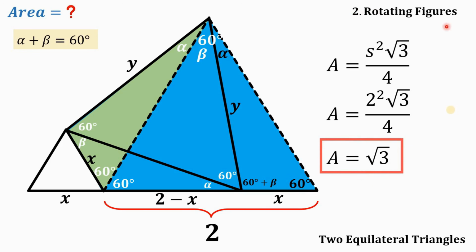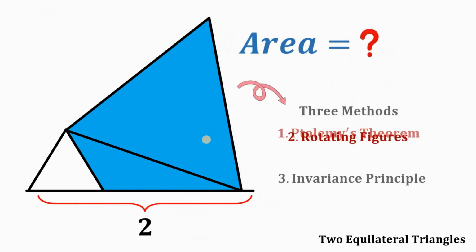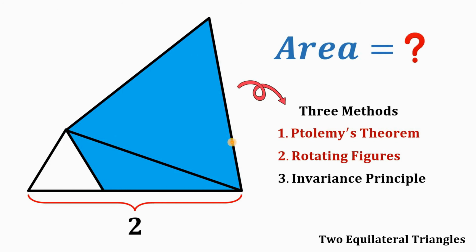So using rotating figures, we get that the area of this quadrilateral is simply equal to square root of 3 square units. Now, for the last method, this is my favorite, and this is called the invariance principle.